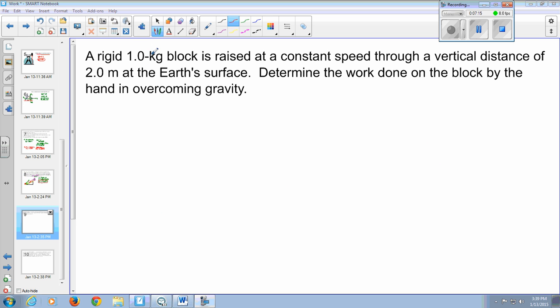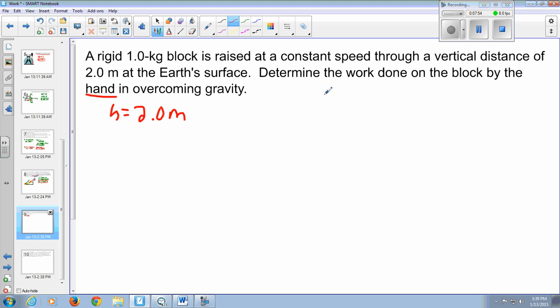The next problem is one where we're overcoming the force of gravity. We've got a 1 kilogram block that's raised at a constant speed through a vertical distance. Vertical just means up and down, of 2 meters. So we know our height is equal to 2.0 meters. Determine the work done on the block by the hand in overcoming gravity. So the hand is applying a force upward on the block and is raising it.